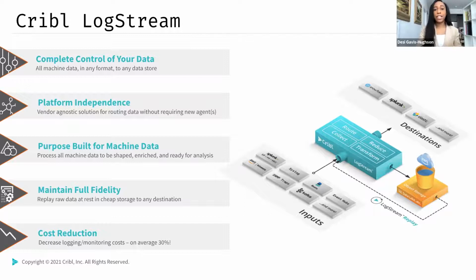LogStream provides customers with a vendor agnostic solution to route data to and from any tooling source or destination. And regardless of which tools are in use, LogStream can centralize the forwarding of all machine data, get it to the right destination, ensure it's shaped, enriched with whatever information you need, and ready for analysis or just on standby, right, for when it might be needed in the future. And lastly, Cribl LogStream significantly decreases an organization's logging and monitoring costs. We see customers save about 30% of their infrastructure costs on average when they are using Cribl LogStream in their environment.